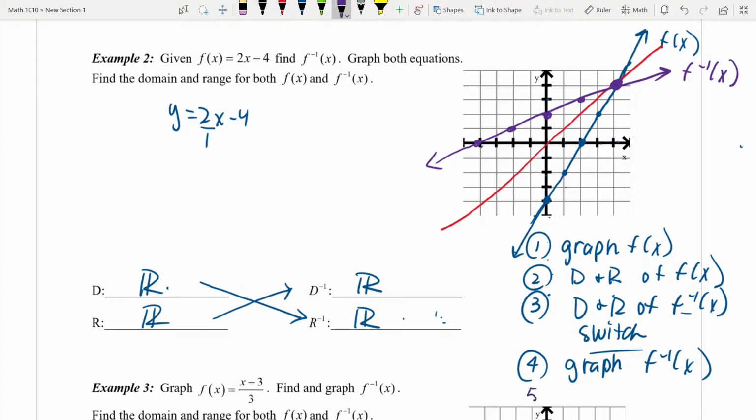And then the 5th thing that I want you to do is to find the equation for the inverse. Now you have to show work for this, okay? So to find an inverse, you're going to switch the x's and y's. So my y becomes an x, my x becomes a y, and then I just solve for y. So to solve that for y, the 4 comes over. So I have 2y equals x plus 4.